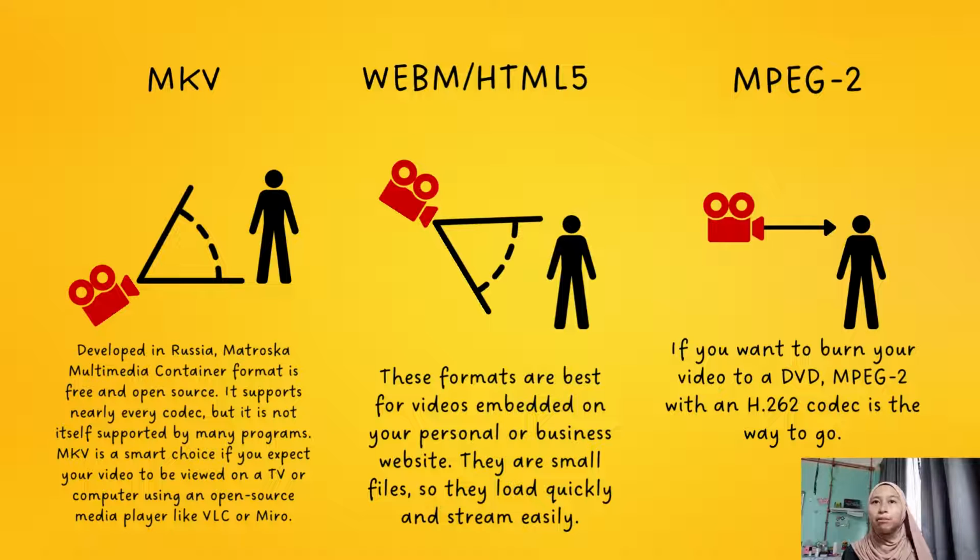Next is WebM or HTML5. These formats are best for video embedded on your personal or business website. They are small files, so they load quickly and stream easily. And the last one is MPEG2. If you want to burn your video to a DVD, MPEG2 with an H.262 codec is the way to go.